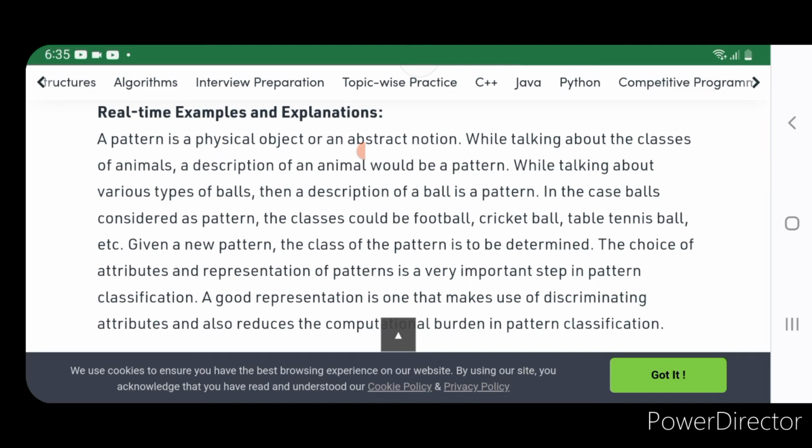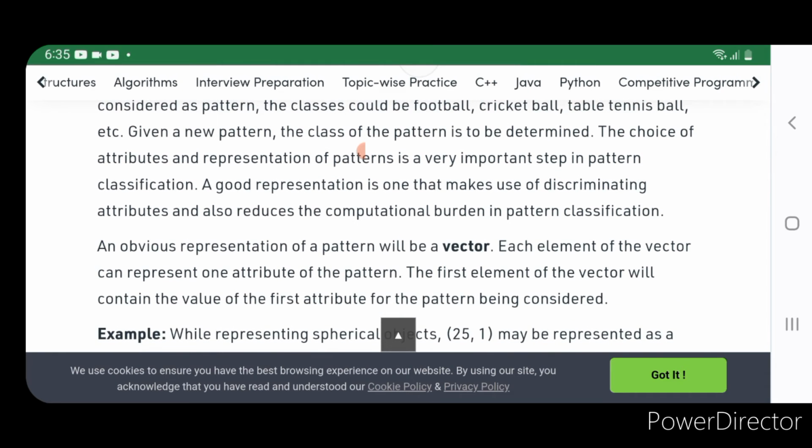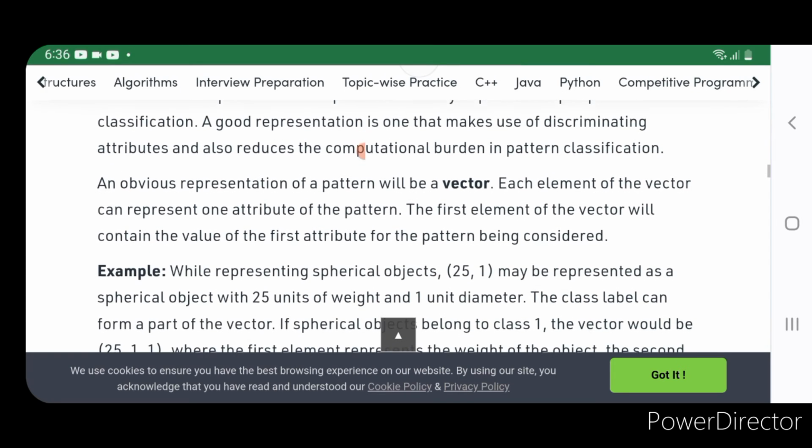The choice of the attributes and representation of pattern is a very important step in pattern classification. A good representation is one that makes use of discriminating attributes and also reduces the computational burden in pattern classification. Obviously, representation of a pattern will be a vector. Each element of the vector can represent one attribute of the pattern. The first element of the vector will contain the value of the first attribute for the pattern being considered.